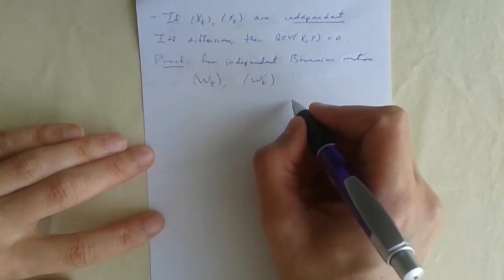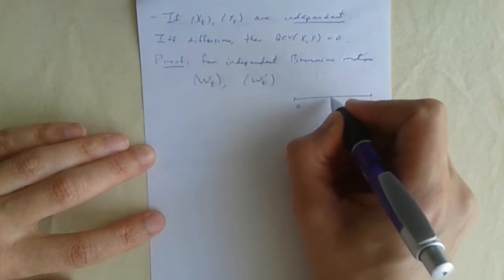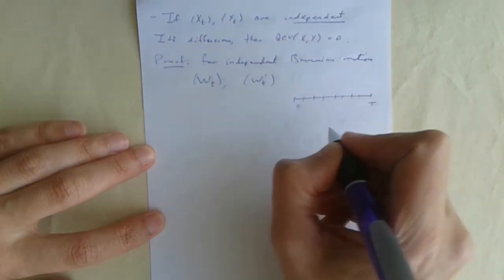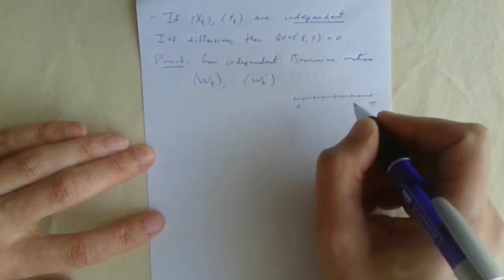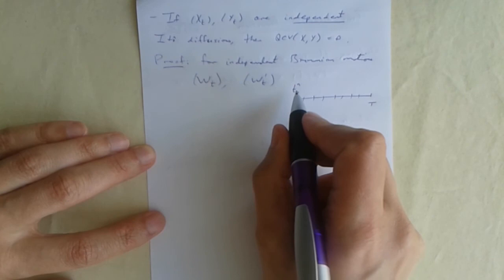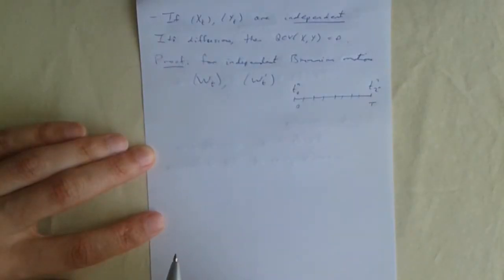So what have we got? We've done this a couple of times already now. We've got our interval from 0 to t. We subdivide it in half, and then in half again, and then in half again, and so on. We do that n times. So now we've got time points from t_0^n to t_{2^n}^n.